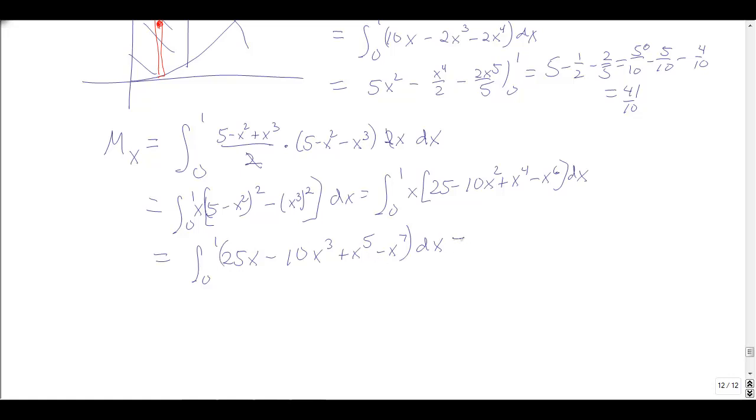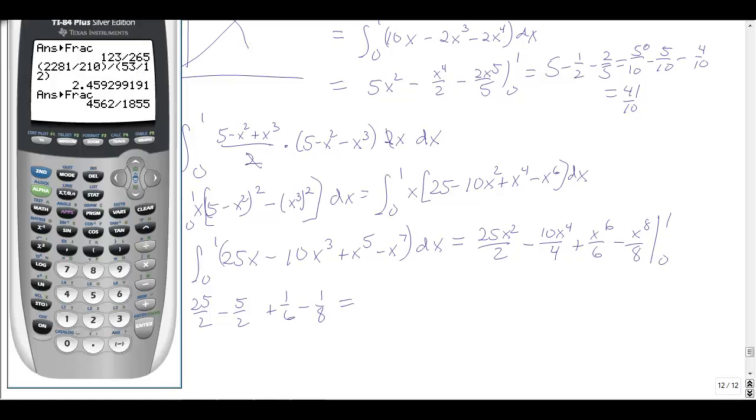dx. And then when I actually integrate this, what I'm going to get is 25x squared over 2 minus 10x to the 4th over 4 plus x to the 6th over 6 minus x to the 8th over 8 from 0 to 1. Then basically I'm going to plug in 1. And when I plug in 0, I get 0, so I subtract. That's nothing. So I'm going to get 25 halves, 10/4 is 5 halves, plus a 6th minus an 8th.